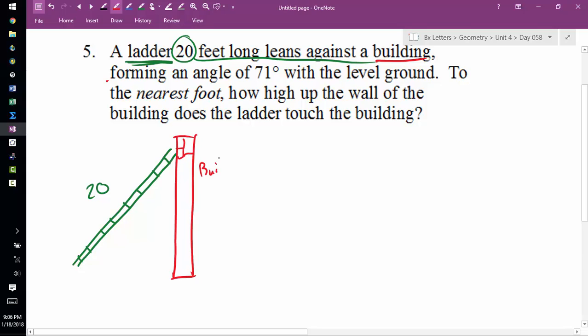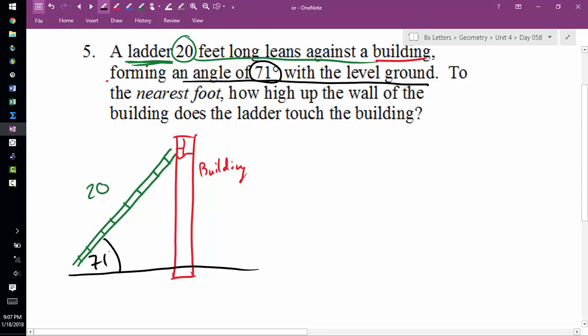Building. And then it says it forms an angle of 71 degrees with the level ground. And as I was doing this problem, I was getting a little deja vu. I think we just did a problem like this, but instead of an angle of 71 degrees, I think it made an angle of 70 degrees with the ground. So this problem is eerily similar.